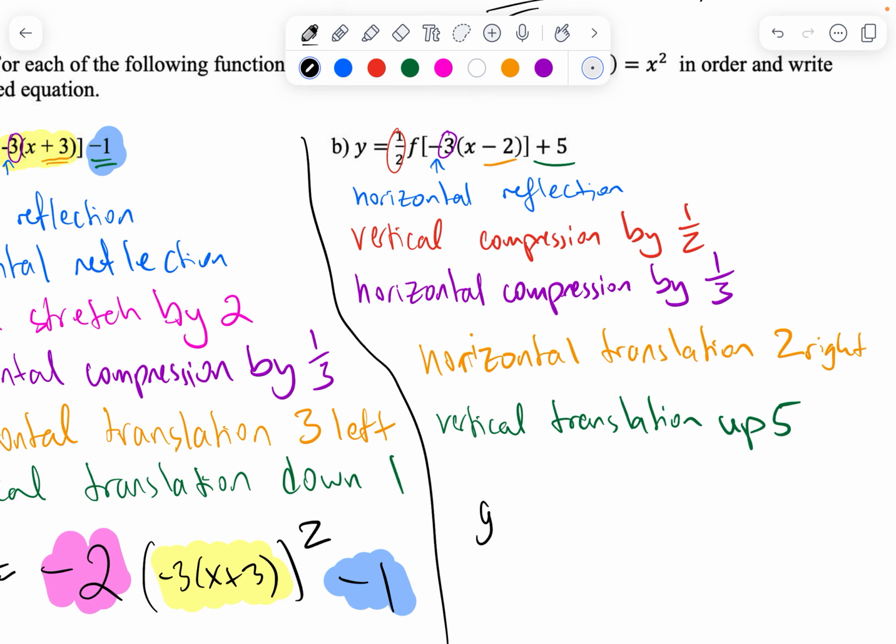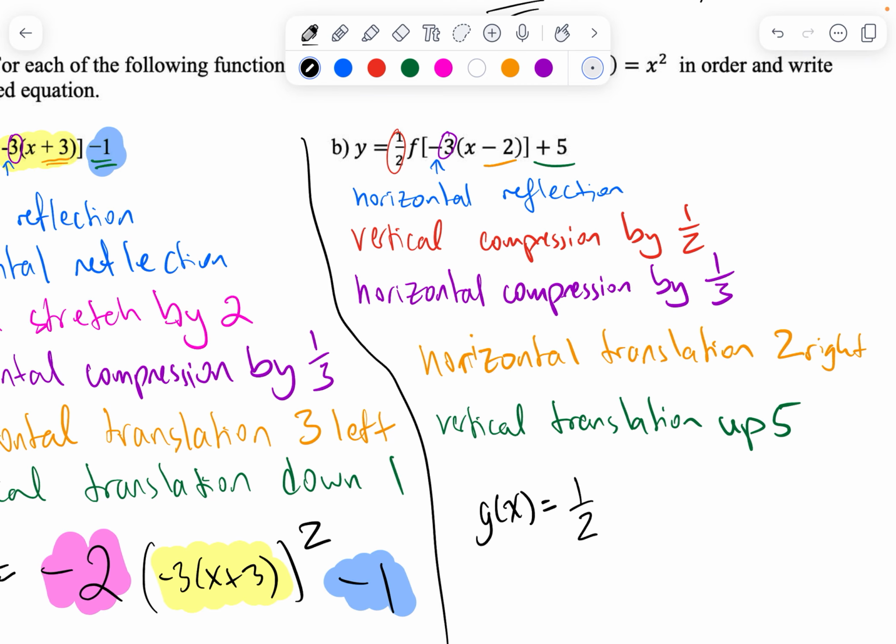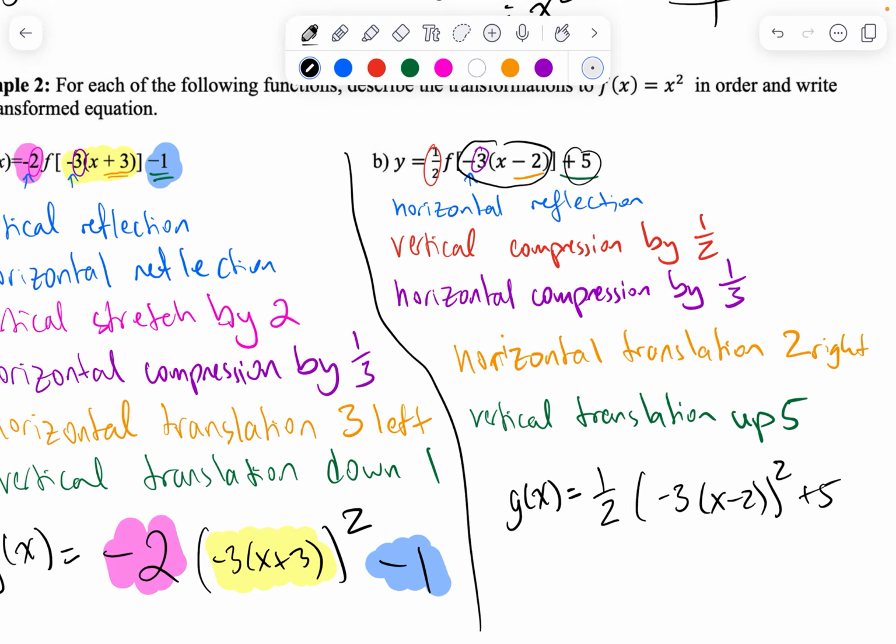So let's look at this new function. So I'm multiplying it by a half. What's happening to the x is now happening to negative 3x minus 2 squared, and then plus 5 on the outside. That's it.